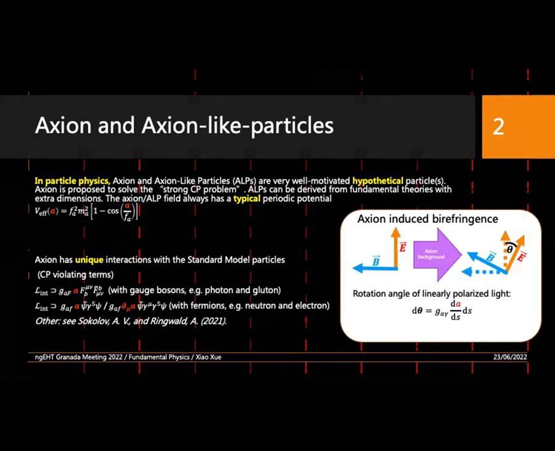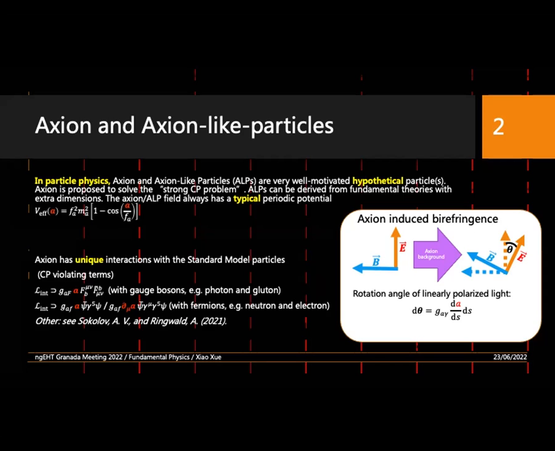The axion and axion-like particles have a typical periodic potential that I have shown here, where a is the axion field, Fa is the decay constant, and Ma is the mass of the axion. As you can see, there's a cosine function here, which suggests that the maximum value the axion field can have is approximately equal to Fa.